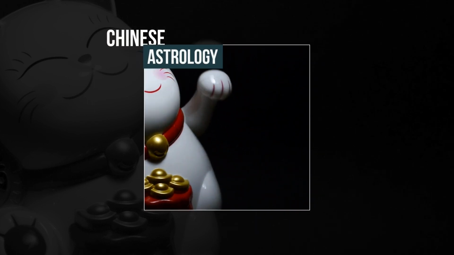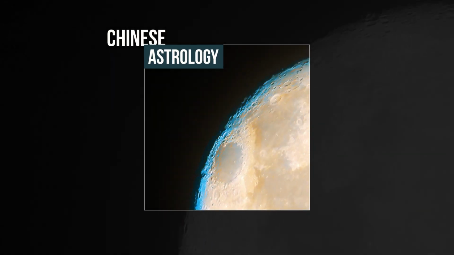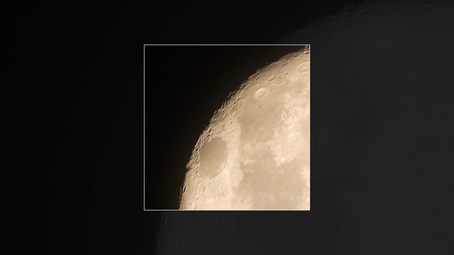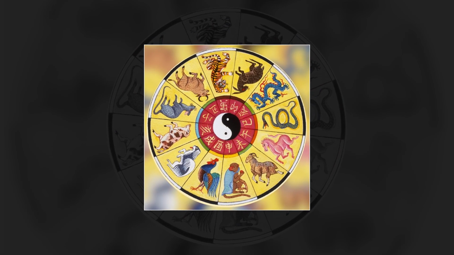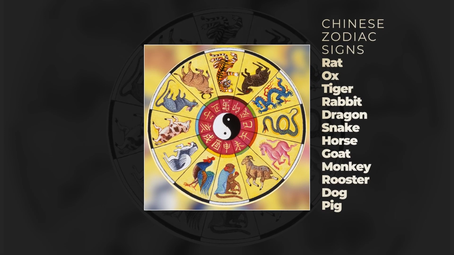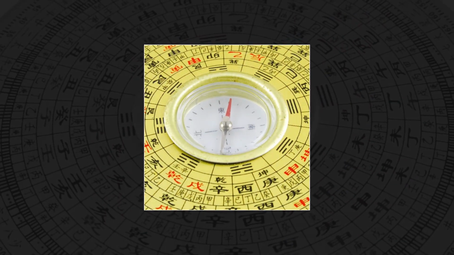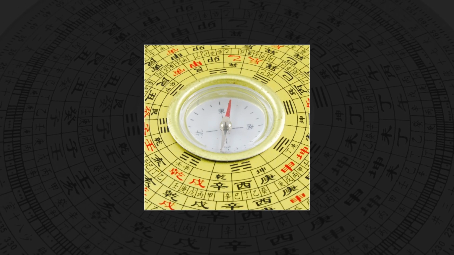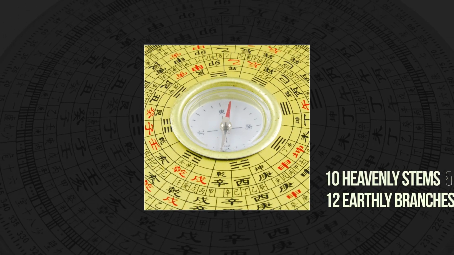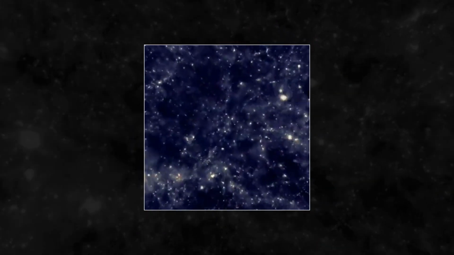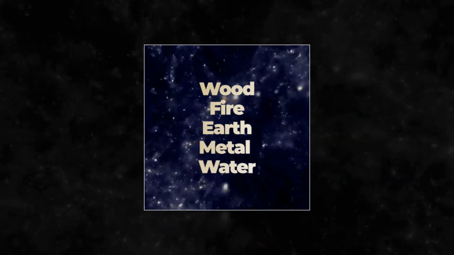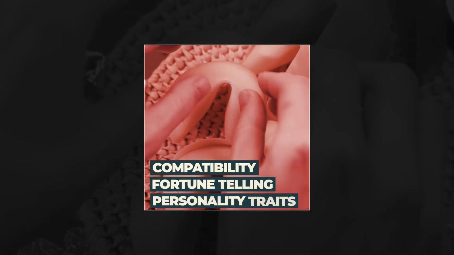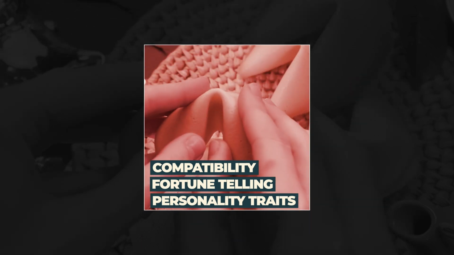Chinese astrology is a system that is unique to China and is based on the lunar calendar and the cycles of nature. The zodiac signs in Chinese astrology are not related to the stars, but to 12 animals that have their own characteristics and stories. The animals are assigned to each year according to a 60-year cycle that combines 10 heavenly stems and 12 earthly branches. The animals are also associated with 5 elements: wood, fire, earth, metal and water. Chinese astrology is mainly used for compatibility, fortune-telling and personality traits.